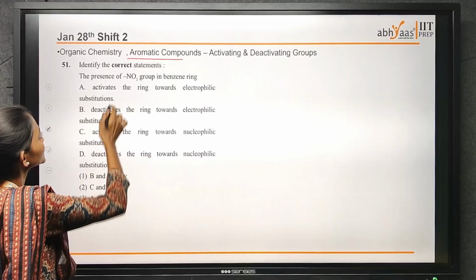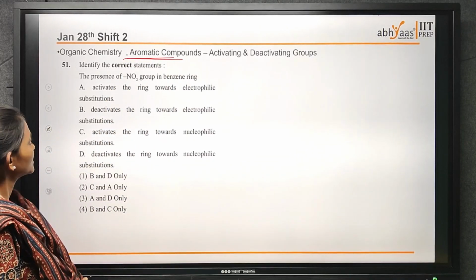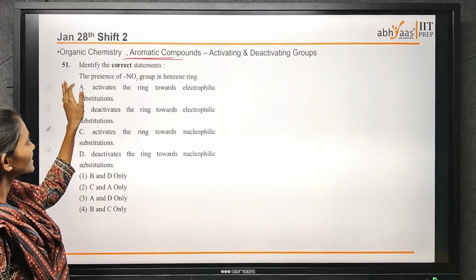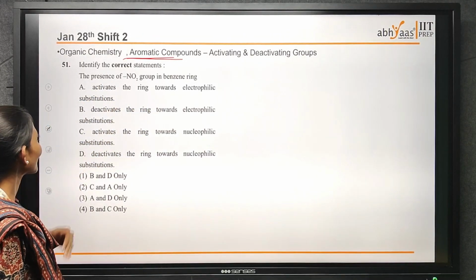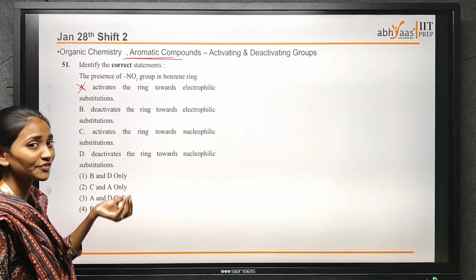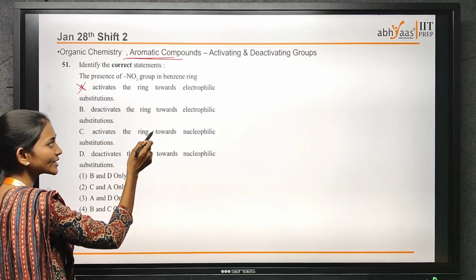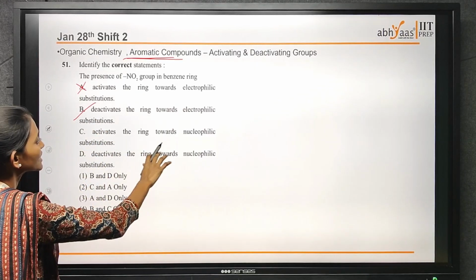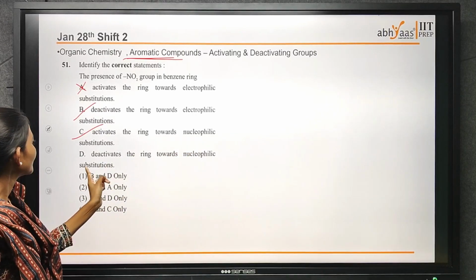If you see this question from organic chemistry containing aromatic compounds, they're asking the correct statement. The presence of NO2 group in benzene ring activates the ring towards electrophilic substitution. Not at all, because it is an electron withdrawing group and it is an electron deficient molecule. So hence it is not a correct option. Deactivates the ring towards electrophilic substitution. Yes. Activates the ring towards nucleophilic substitution. Yes. Deactivates the ring towards nucleophilic substitution.